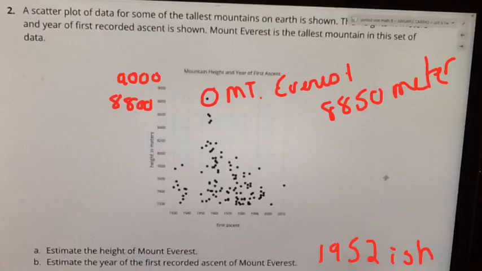Then it says estimate the year of the first recorded ascent. Ascent just means going up, someone who accomplished going all the way up the mountain. Ascent means to go up. And if you go straight down this point and you look at about where you end up here on the x-axis, it's between 1950 and 1960, but it's not halfway between. So I thought it was about 1952, because 1955 is halfway, but it's not to halfway yet.